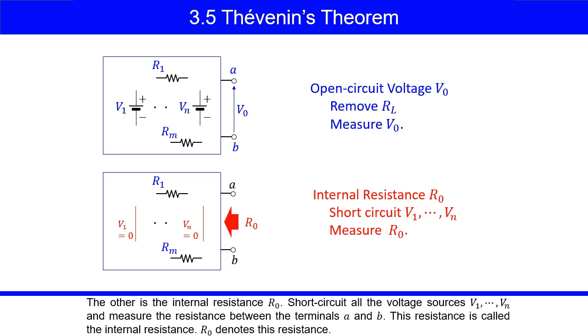The other is the internal resistance R0. Short circuit all the voltage sources from V1 to Vn, and measure the resistance between the terminals A and B. This resistance is called the internal resistance. R0 denotes this resistance.